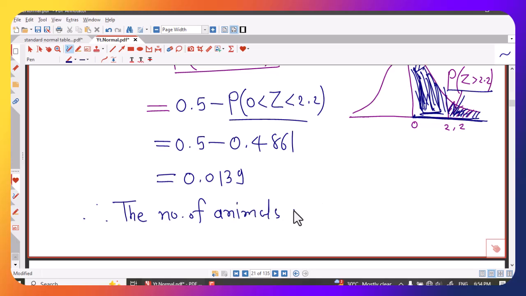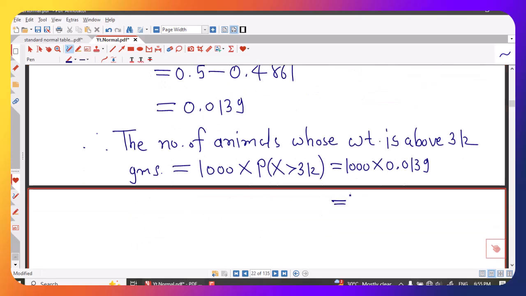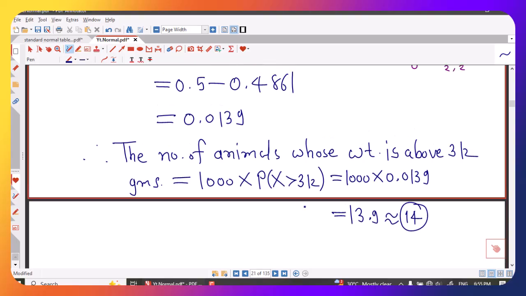The number of animals whose weight is above 312 grams is equal to 1000 multiplied with this probability, which we have denoted by the probability that X is greater than 312, and that is obtained as 0.0139. That turns out to be 13.9, and if we round off to 0 decimal places, we have 14. So there are 14 animals approximately whose weight is above 312 grams.